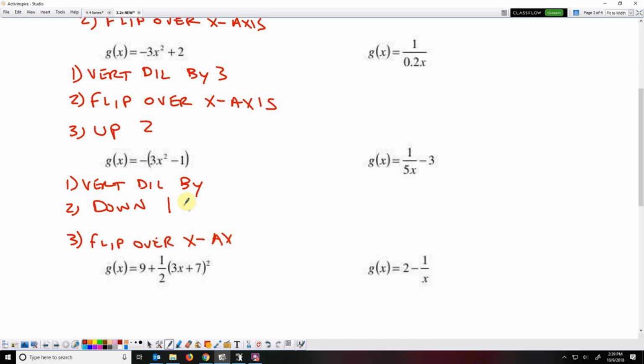So it got stretched by 3 here, so it got 3 times taller, then it shifted down 1, then it flipped over the x-axis. Okay, so that squared function in this one, I'll just make a rough sketch of it. It got 3 times taller, and then shifted down 1, so it kind of looked like that, and then it flipped over the x-axis, so it would look like that.